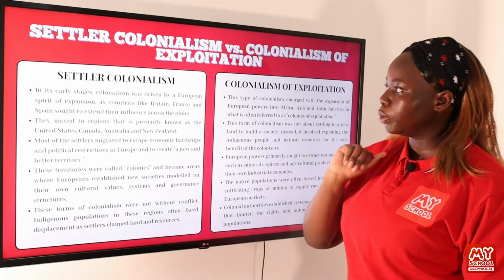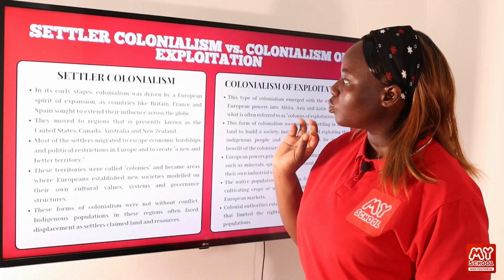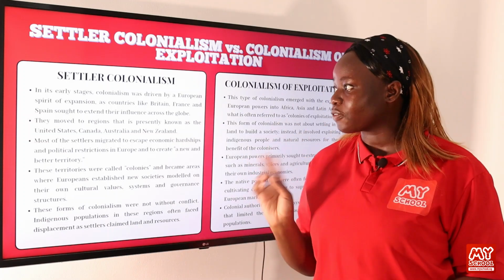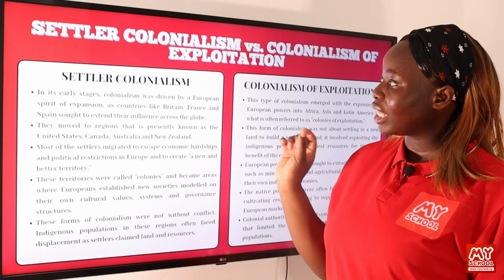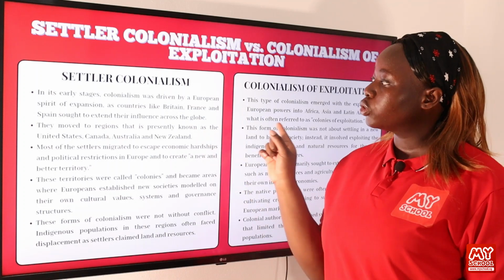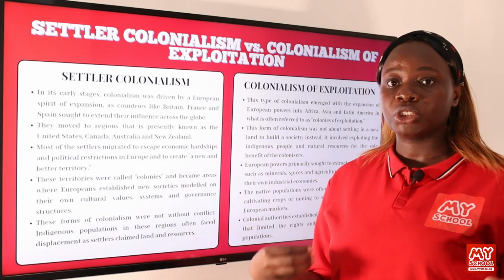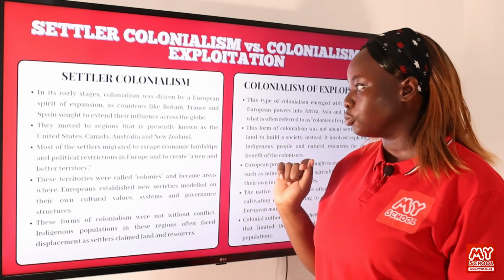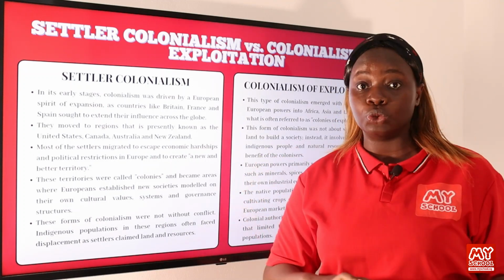All right, so we're going to begin with settler colonialism. So in its early stages, colonialism was driven by a European spirit of expansion as countries like Britain, France, and Spain sought to extend their influence across the globe. So that's how colonialism started. Most of these European countries wanted to expand their territories. They were seeking adventure. They were trying to create a new state outside of their homeland. So most of them moved to regions that are presently known as the United States, Canada, Australia, and New Zealand.